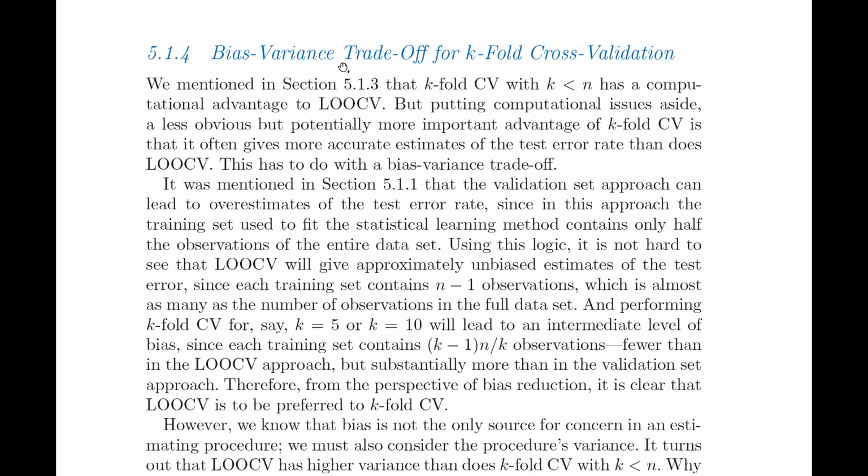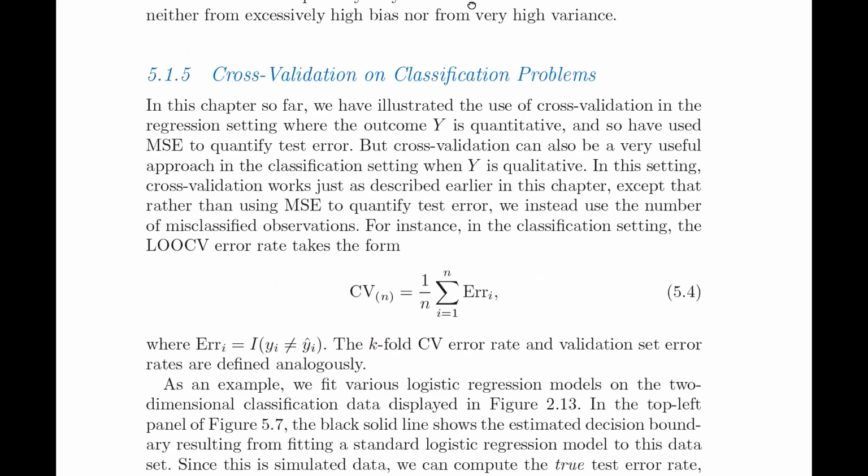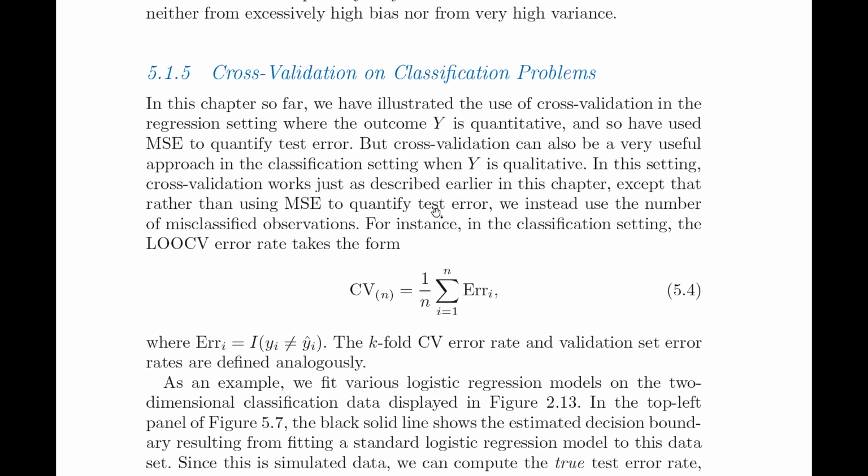Obviously, now we need to look at this trade-off, the bias variance trade-off, depending on your k, if it's 5 or 10, and then we'll do cross-validation.